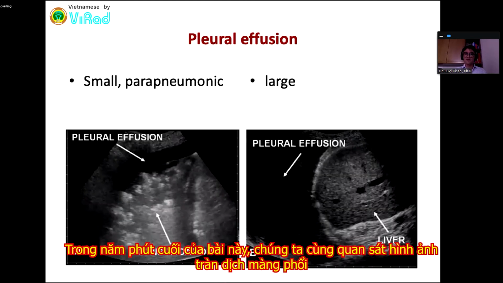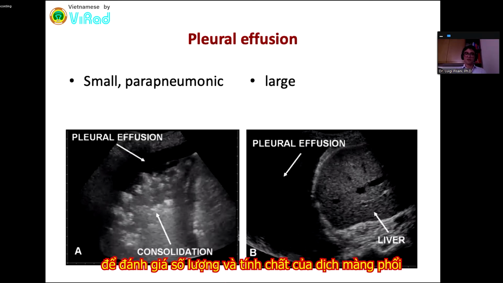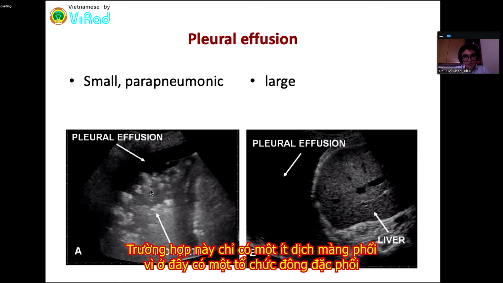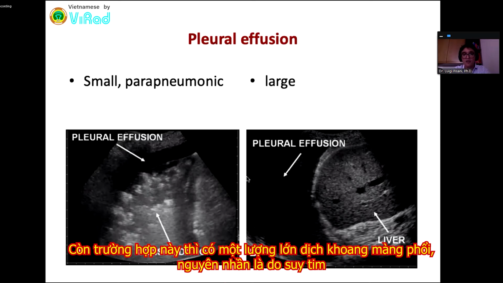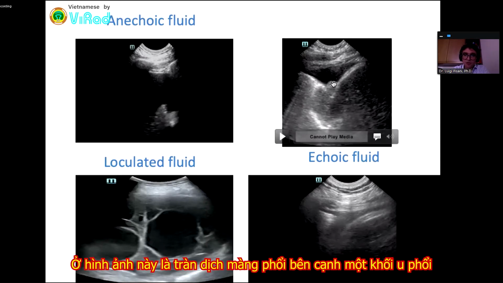In the last 5 minutes, let's look at pleural effusion. I think many of you use lung ultrasound to decide on the quality and quantity of pleural effusion. In this case, we have a small phlogistic pleural effusion because there is a pneumonia, a lobar consolidation. In this other case, we have a large pleural effusion due to heart failure. And then you can also speak about the quality. For example, here you have a pleural effusion next to a lung tumor.